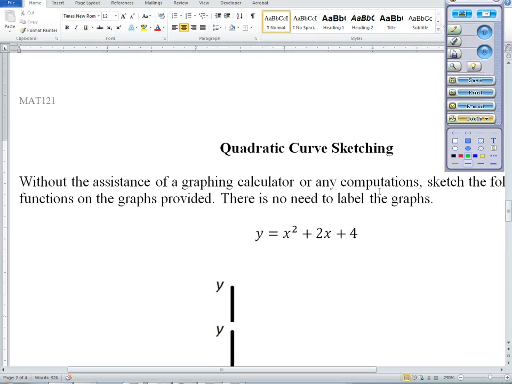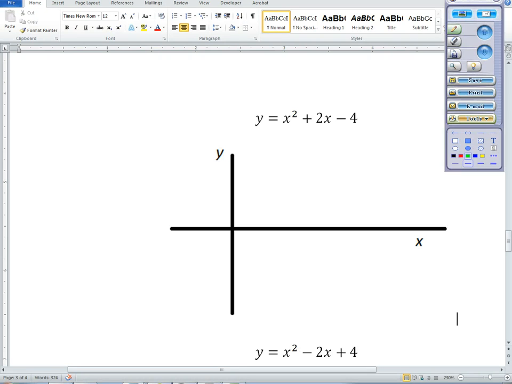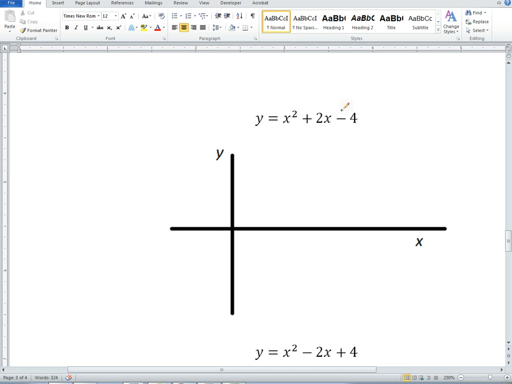In this handout, we're going to go ahead and finish the quadratic curve sketching handout here. So we left off on this particular problem, and in this particular problem our goal is to sketch the curve based on the values of a, b, and c.